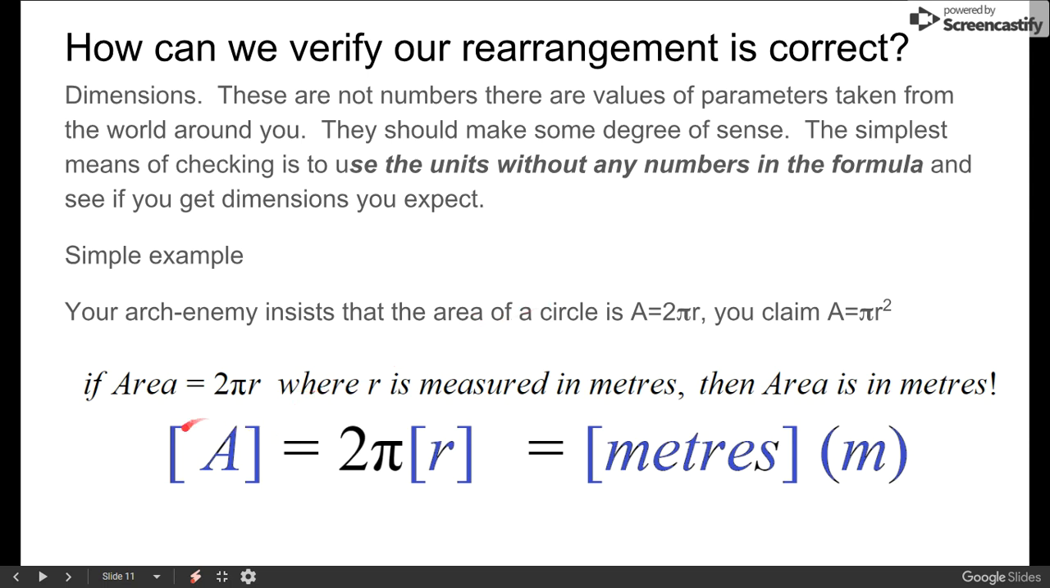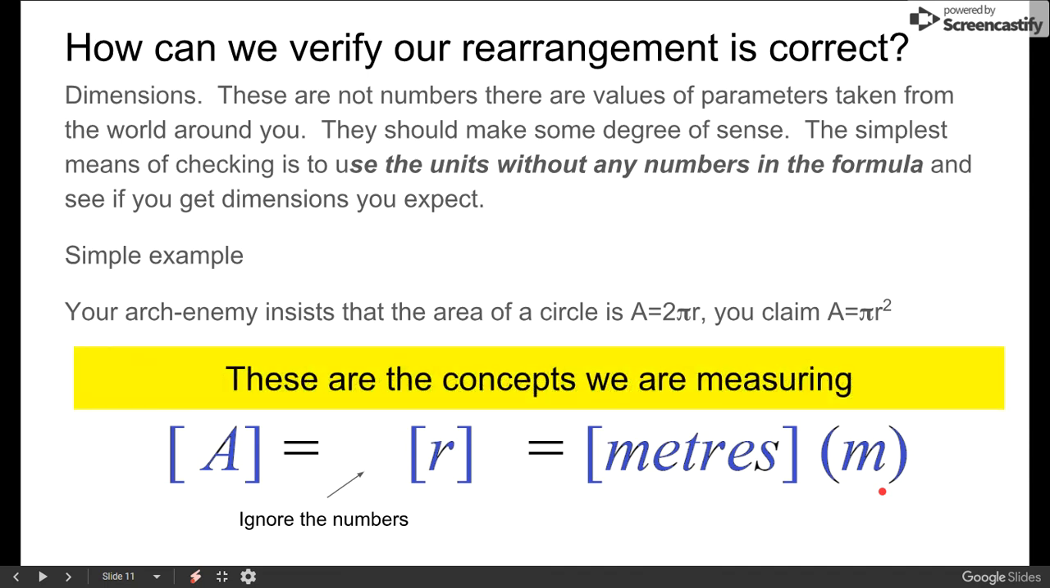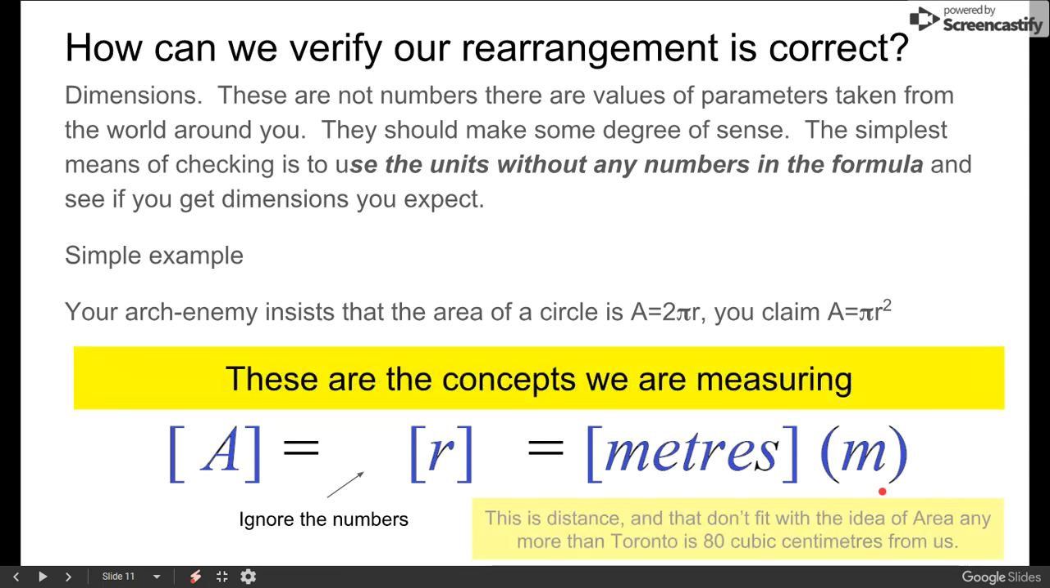So you take your archenemy and tell him to write down his formula. And you point out, when you look at not the numbers, get the numbers out of there, the units, the square bracket means what is r being measured in? And the answer is it's measured in meters. So you have an equation that's measuring area in meters. That is not correct when we measure these concepts. This would be like saying I calculated the distance to Toronto and I got 80 cubic centimeters. The number, you don't know if it's right or wrong, but the concept is completely erroneous.